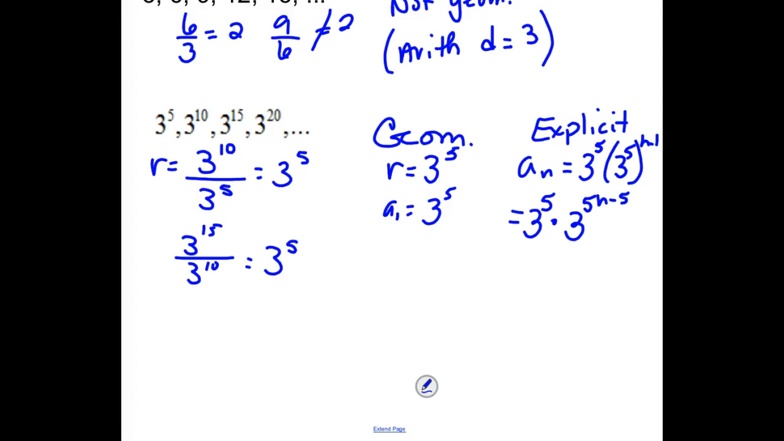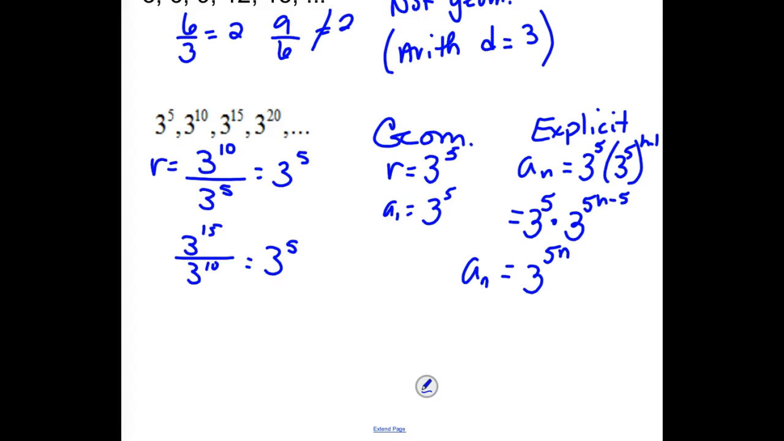We have common bases. In both cases, they're 3's. What happens when I have a base to a power times the same exact base to a power? Now I add the powers. What do we get when we take 5 plus 5n minus 5? Just 5n. So this actually simplifies down just to be 3 to the 5n. Most of the time, your first term and your base aren't the same, so you can't simplify it, but in this case we could.